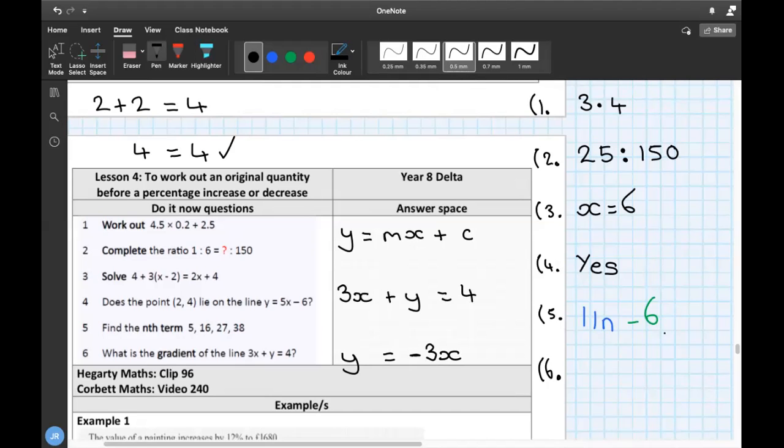It's a 4 on its own. That means it's a positive 4. It doesn't have a minus sign anywhere near it. If you've just got a number on its own, you can assume that number is positive. I've now got it in the correct format.